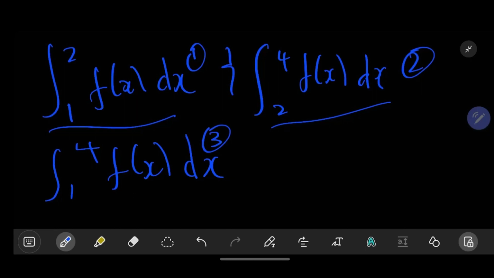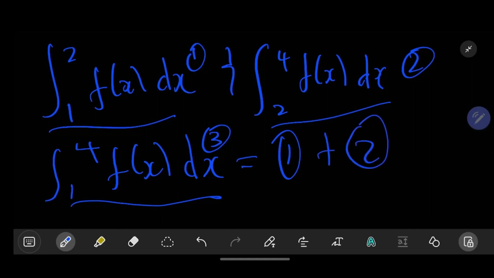If you look at the limits, as f of x is the same, we're starting here at 1, we're ending here at 4. We're starting here at 1, we're ending here at 2. We're starting here at 2, we're ending there at 4. This is basically just a combination of these two. Okay, so this is basically just equal to 1 plus 2. So you are finding the combined area of the two definite integrals above, definite integral number 1 and definite integral number 2. So that's also another hint.